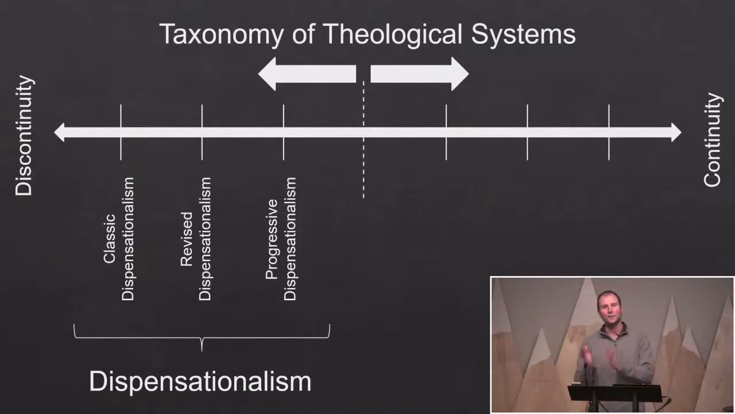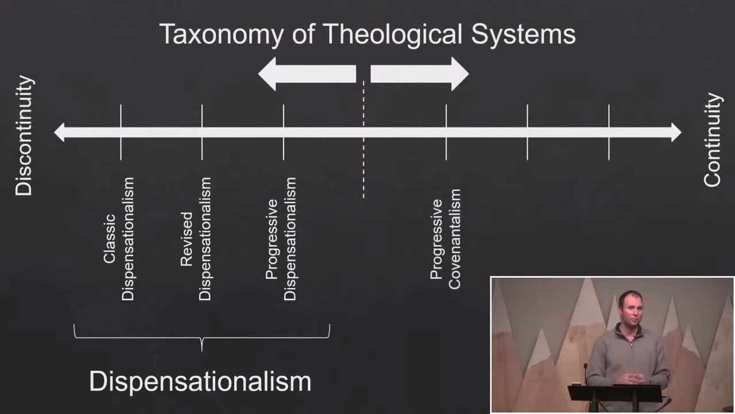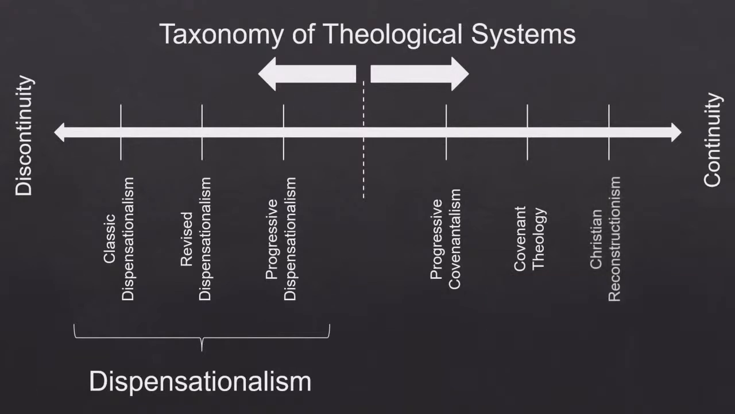Now, if we go to the other side of the halfway point, we go to a covenant-based interpretation system. This is where we find progressive covenantalism. And then as we move more toward continuity, we get to covenant theology. And then finally, all the way on the far end toward continuity, we have Christian reconstructionism. These are the main systems that fall under covenantalism. They are called covenantalism because they look at the way covenants form a theological framework for understanding the Bible, versus dispensationalism, which looks at dispensations.